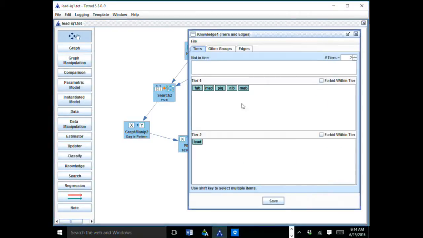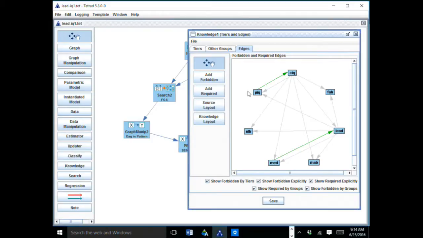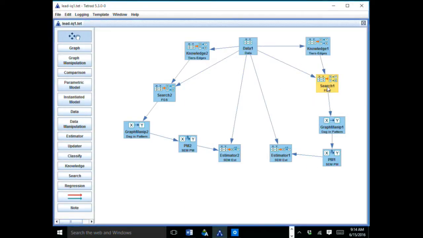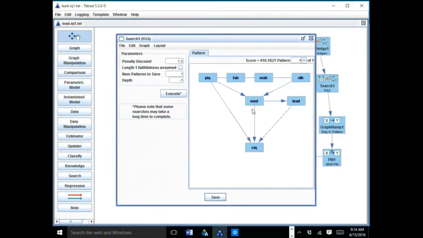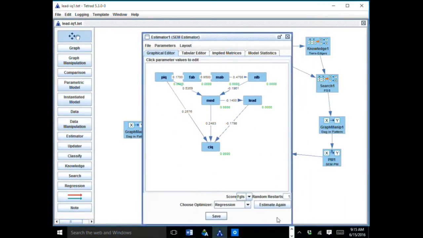In the knowledge, the edges, the gray represents prohibited edges, and the green required edges. And the gray prohibited edges are induced from my tiers of variables. So they're inferred from those tiers of variables. Okay? All right, and so what I got was this model, which is very similar, but just adds this edge. So I'm going to estimate this model, and this is what I get.